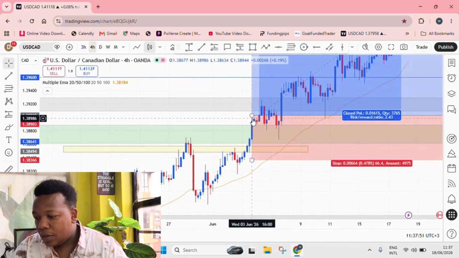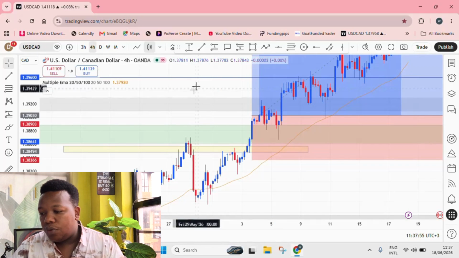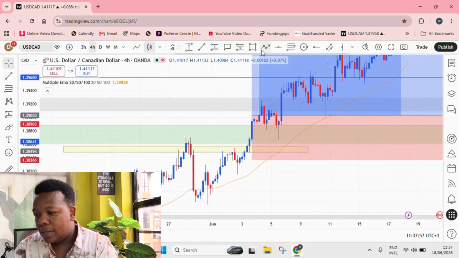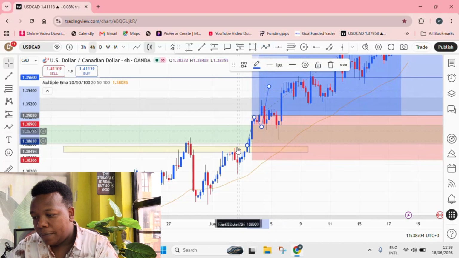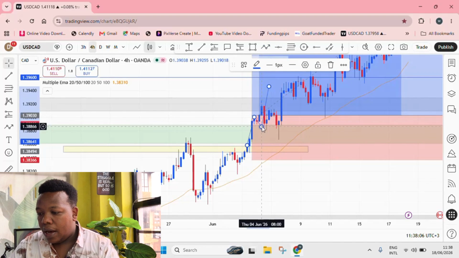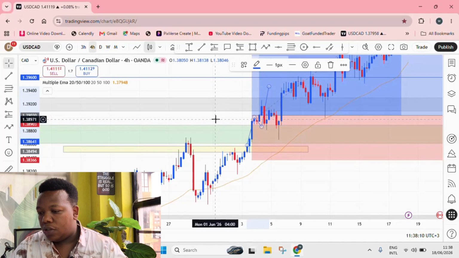So my daily candlestick closed around here. Now for the 4 hour candlestick, I have to wait for a breakout and retest. And this is what I mean by breakout and retest. You can see there was a breakout, and of course we had that retest over there. But in most cases, it might do like 2-3 touches before heading to the direction that you're anticipating.